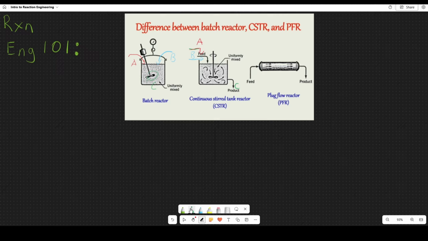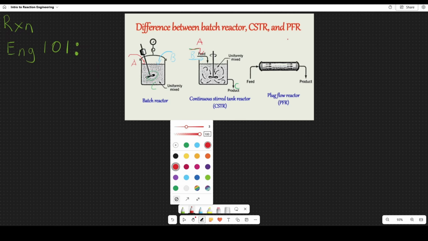Now, a PFR is very similar to a CSTR, except you have the feed coming in, and every single layer throughout the pipe, right? You're going to have different kinds of concentrations of reactants and products. So you can see that as we continue on down this pipe, you can expect that we're going to have more product versus reactants on this end, right?